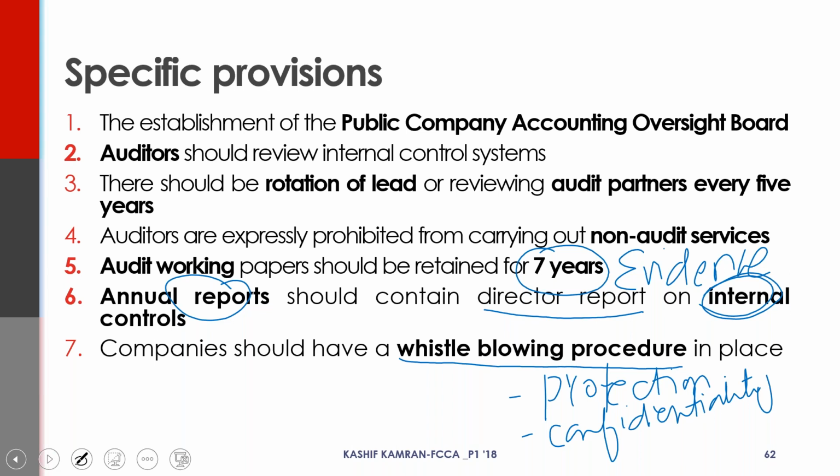Okay, so there has to be a whistleblowing procedure, right? The whistleblowing procedure is the protection. Anyone can whistleblow provided he thinks there is protection and confidentiality. No one will disclose my name. And we know these whistleblowing procedures should be anonymous. If I whistleblow, my name will be kept anonymous. No one will get to know that I whistleblow. So there has to be protection and there has to be confidentiality.